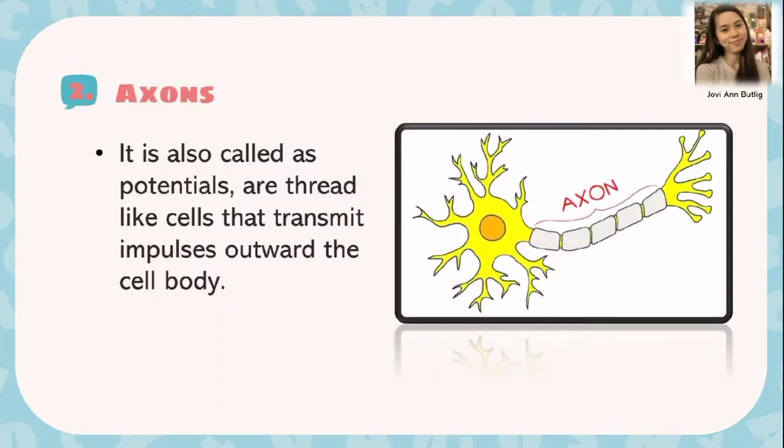Axons, also called action potentials, are thread-like cells that transmit impulses outward from the cell body. This picture is an axon. An axon is a thin fiber that extends from a neuron or nerve cell, and is responsible for transmitting electrical signals to help with sensory perception and movement. Axons can be very short, communicating with cells nearby, or very long. For example, the longest axon in your body runs from your lower back all the way down to your big toe.